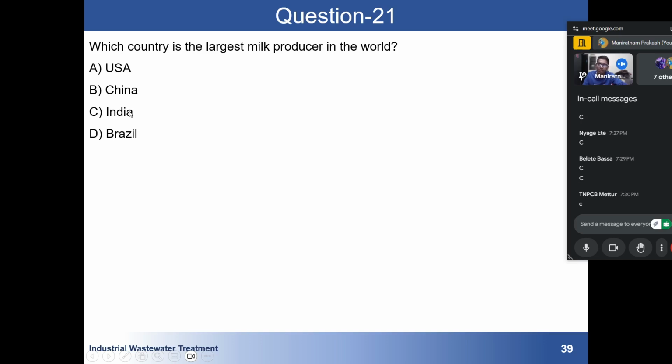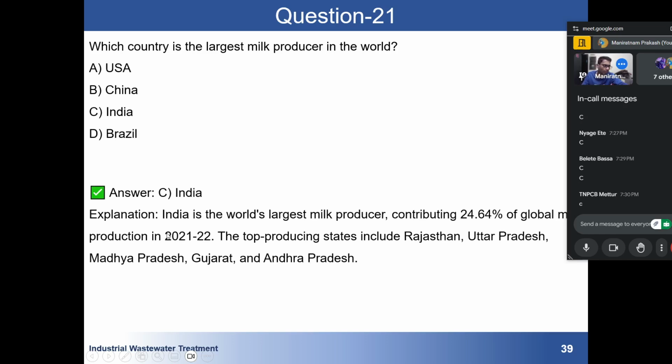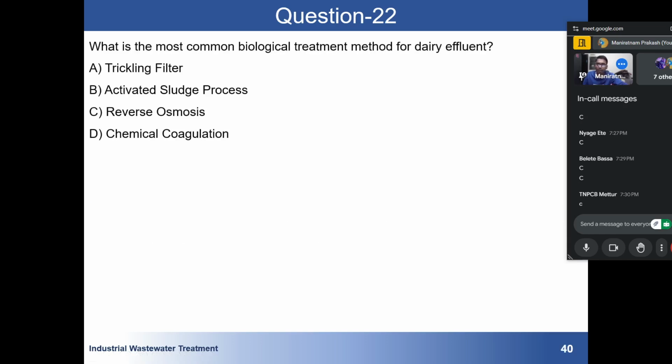India is the largest milk producer, that is C. Okay, which is the most common biological treatment method for dairy effluent? For dairy, remember, for alcohol wastewater we used the aerobic reactor. Then for the wastewater coming from the beer industry, we used activated sludge. What will be the most common biological treatment method in this case?